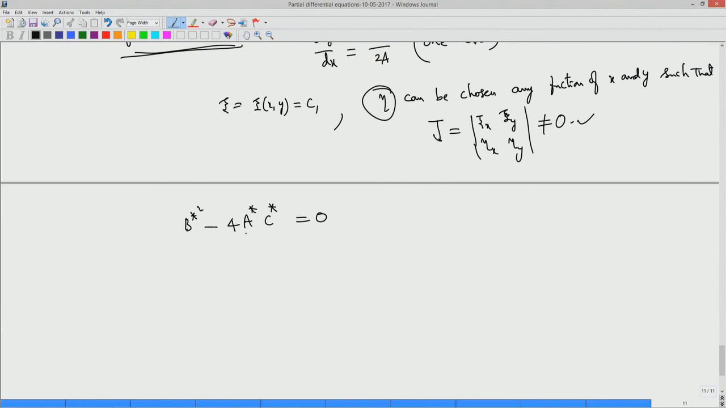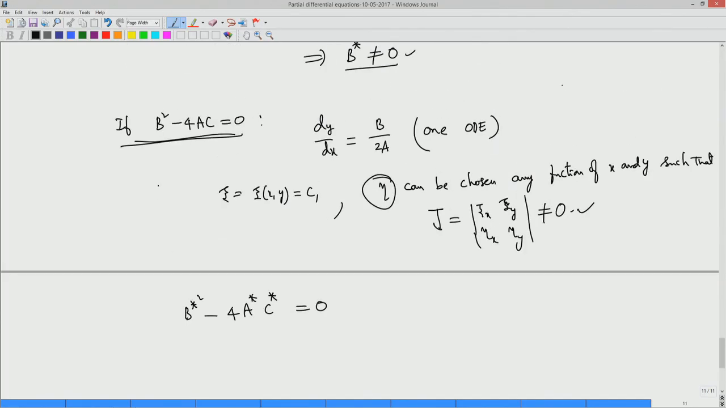Okay, A star already by choosing, how I got this ODE, I have chosen A star equal to 0. Choose A star equal to 0, I get this one ODE. If you choose C star is also 0, you get the same ODE. Now you choose E star in such a way that the Jacobian is non-zero, so unless this eta is not the same as xi, you will not see that C star will be 0.